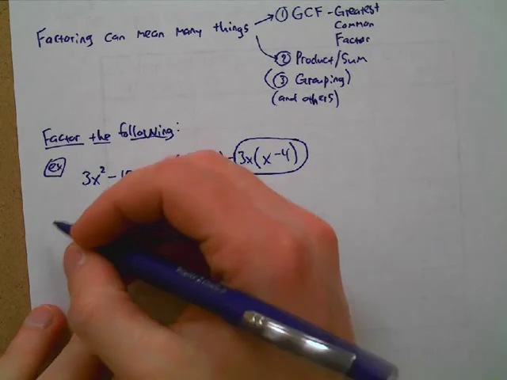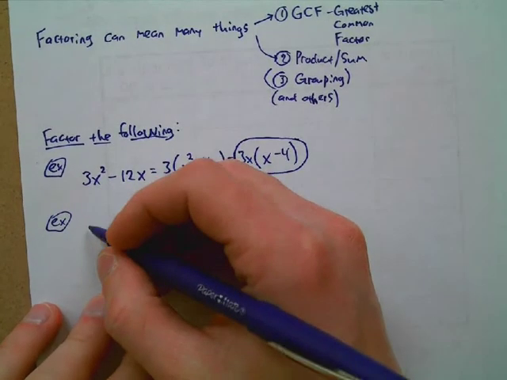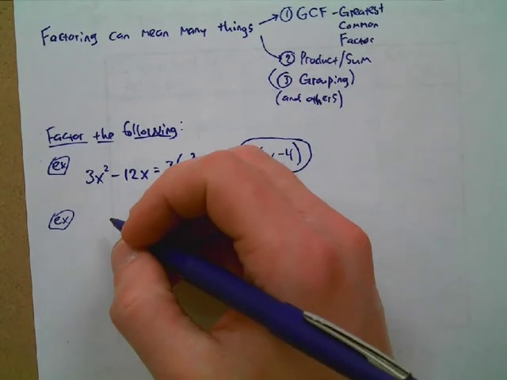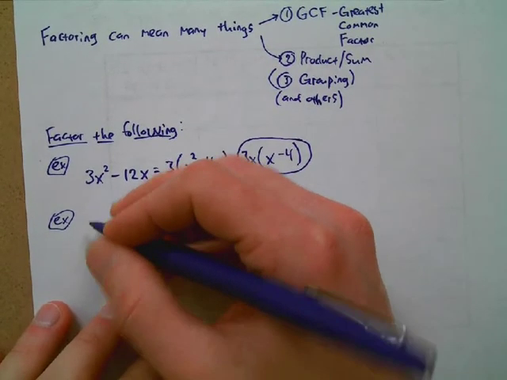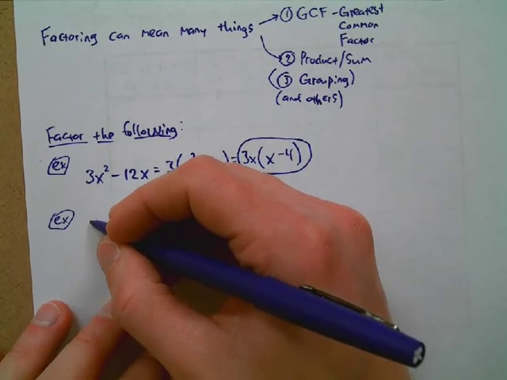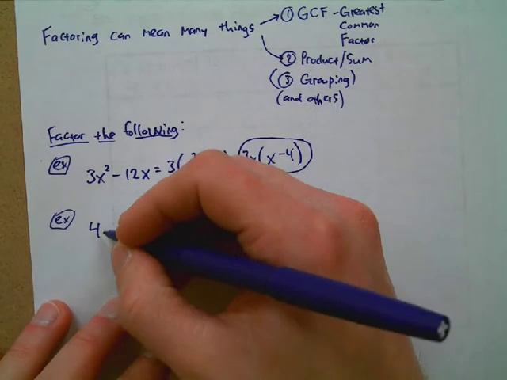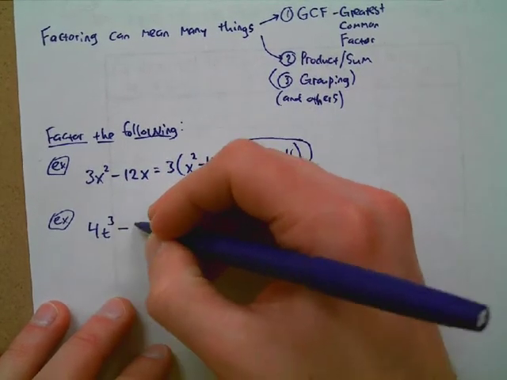All right. Good question. Let's try one more here, and then we'll go on to something that uses product sum, because I feel like GCF is one of the ones you guys tend to be strongest with. So okay, let's do 4, and it doesn't have to be an x variable either, right? So let's do 4t to the third minus 2t.